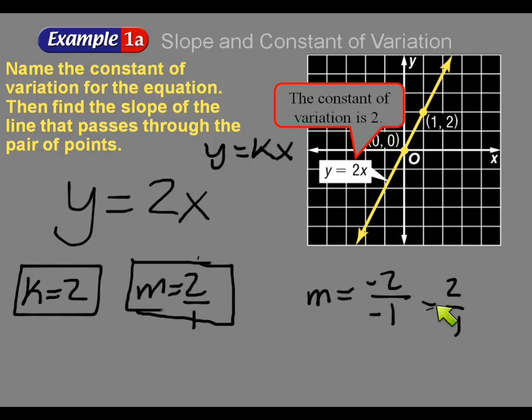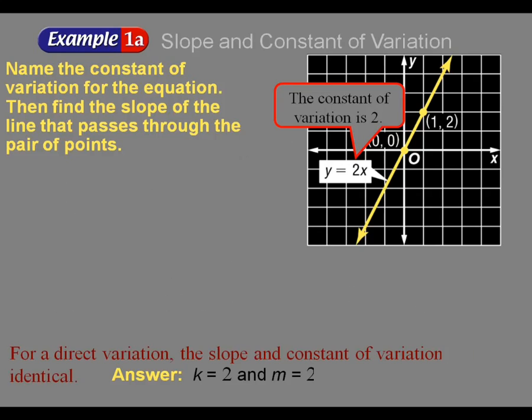Okay? So this is actually the same thing. Now this is the simplified version. But if you have a negative over a negative, that's a positive. Right? And then, since the slope is positive, the line is going uphill, which we expect, right? So in this problem, all we had to do was name the constant of variation, which is K, and the slope. And the constant of variation and slope happen to always be the same thing.